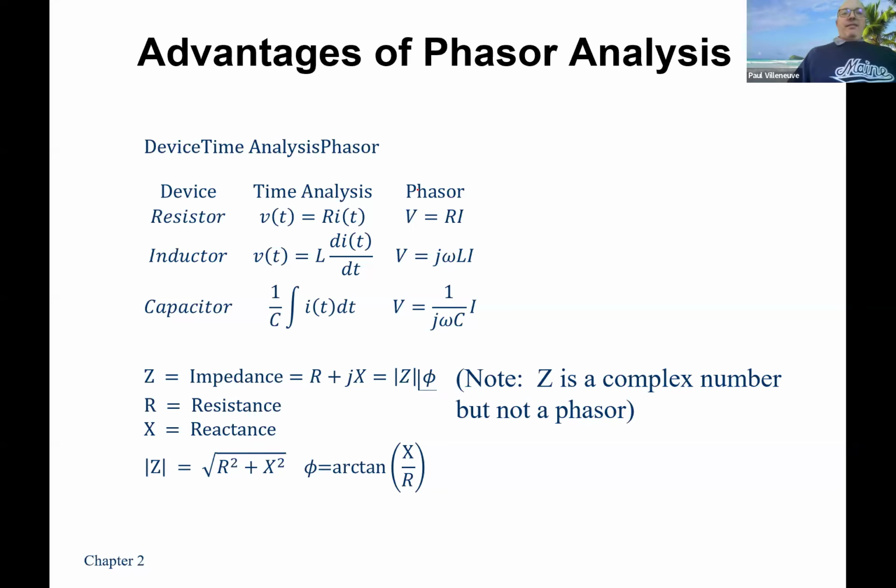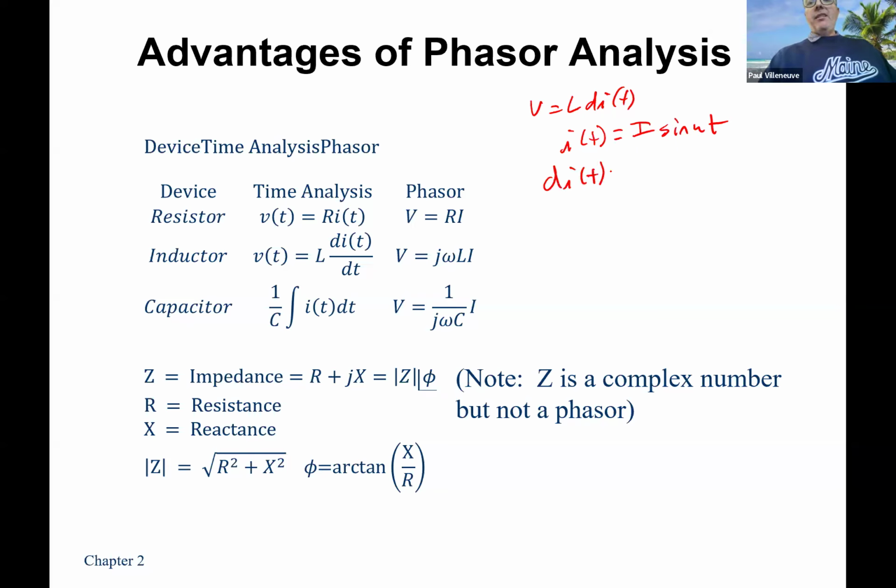Let's do a little math. You remember V is equal to L di dt, if everything's in the time domain. Let's make I the easiest sine wave we can. So I of t is going to be equal to some current I times sine of omega t. It's in the time domain. It's a real world sine wave. What is the derivative of I of t? Well, this is just a constant, not time varying, so it doesn't change. And the derivative of sine is cosine.